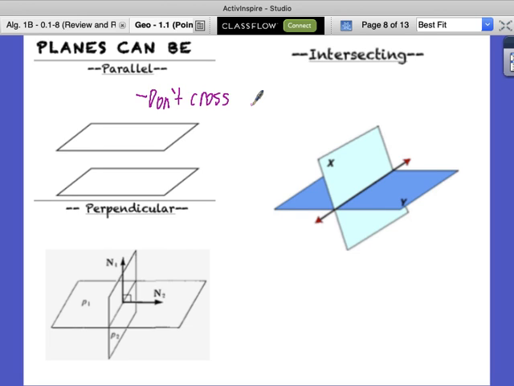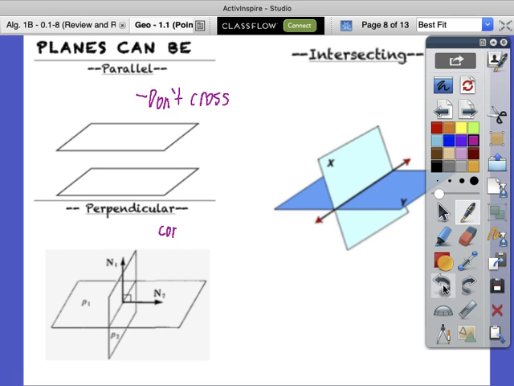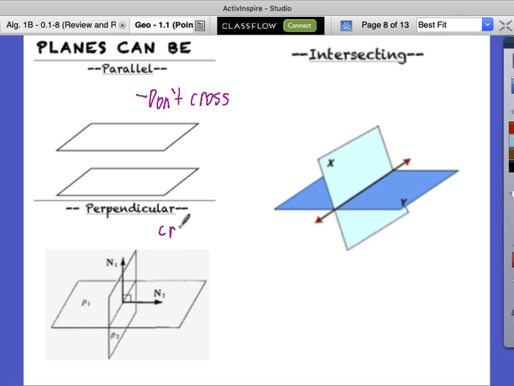We don't have a symbol for that, except for just our normal parallel symbol like we used earlier. We don't have any special markings that say that the planes are parallel on the picture. Perpendicular, once again, means they cross at 90 degrees. So we have a little right angle logo there to show that as well.